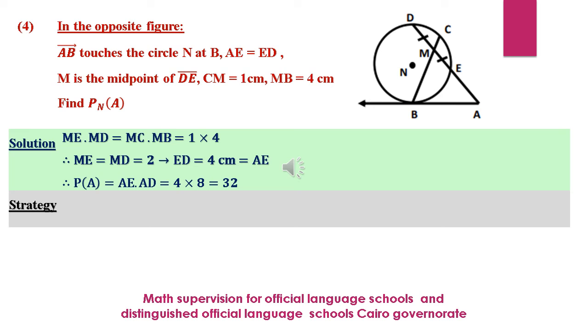Of course, we know that ME times MD equals MC times MB. MC equals 1 and MB equals 4. 1 times 4 equals x times x, which is x squared, since both of them are ME and MD. So x squared equals 4, x equals 2. Therefore, ME equals 2 and MD equals 2. In other words, DE equals 4. So AE also equals 4. As a result, the power of point A with respect to the circle M equals AE times AD, 4 times 8 equals 32.